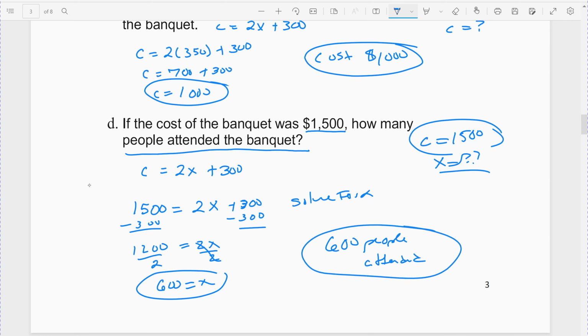If it cost them $1,500, that means 600 people came, right? Because it's 2 times each person plus an additional $300. And if you add it up, that's what you get. If you take 2 times 600, that gives you 1,200. Add the 300 for the initial cost, that gets you to your $1,500. All right, stop there. I'm going to pick up the next examples in the next videos.